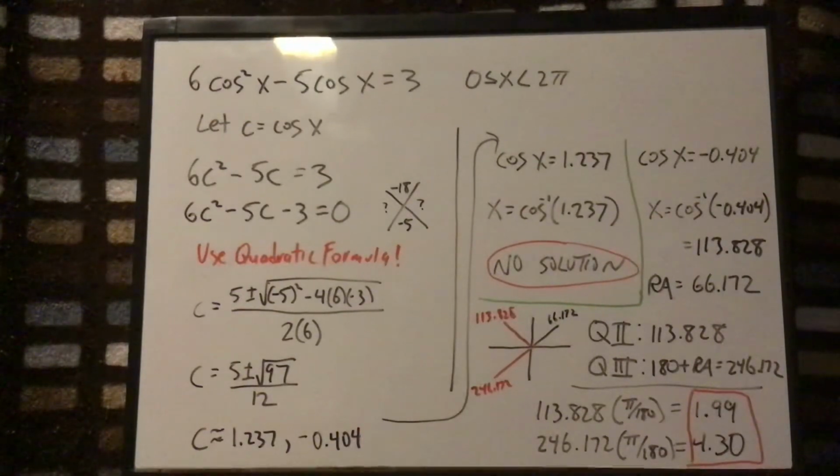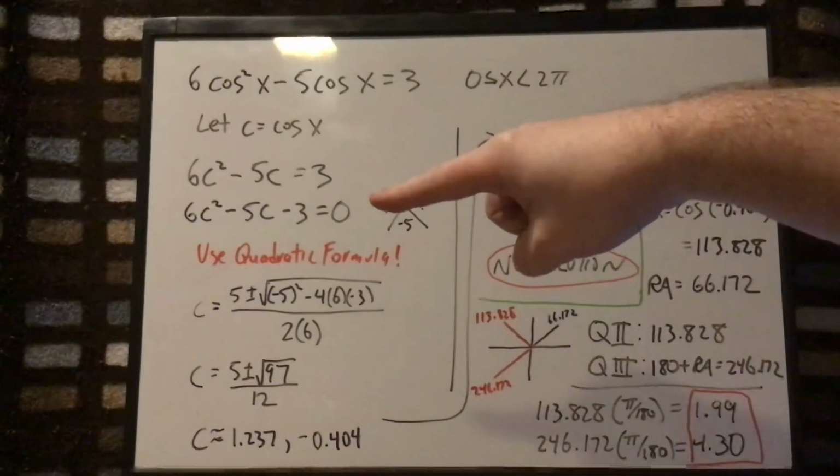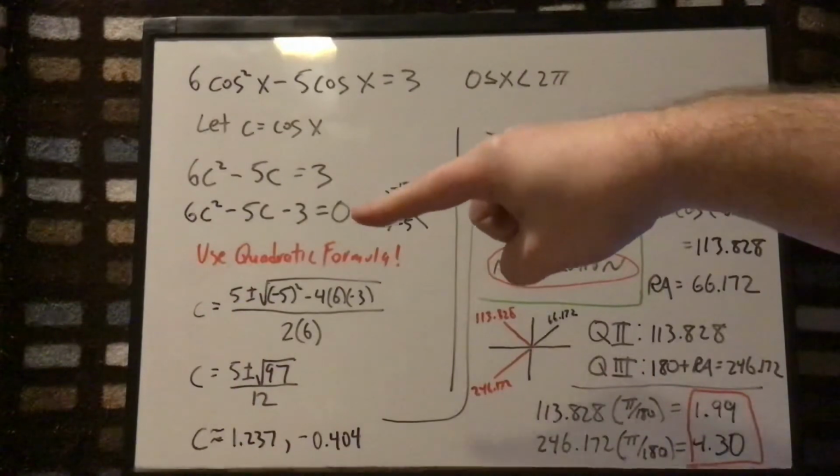It's 6c squared minus 5c equals 3. When we solve quadratics, we get them equal to 0. So I got it equal to 0. 6c squared minus 5c minus 3 equals 0.